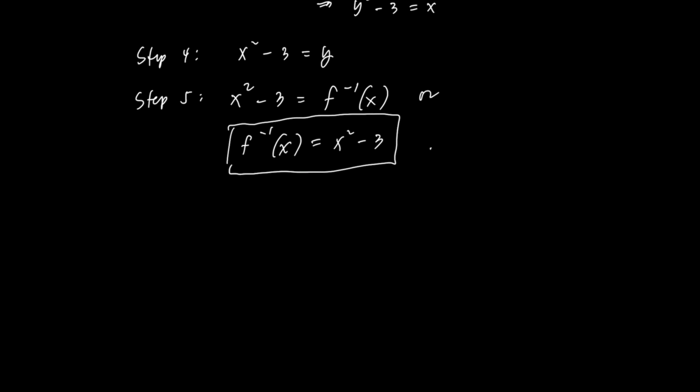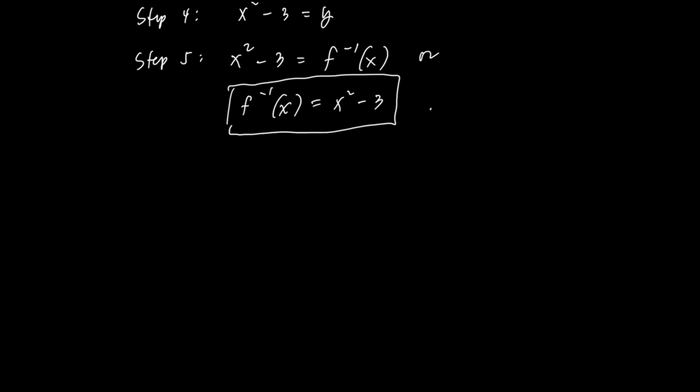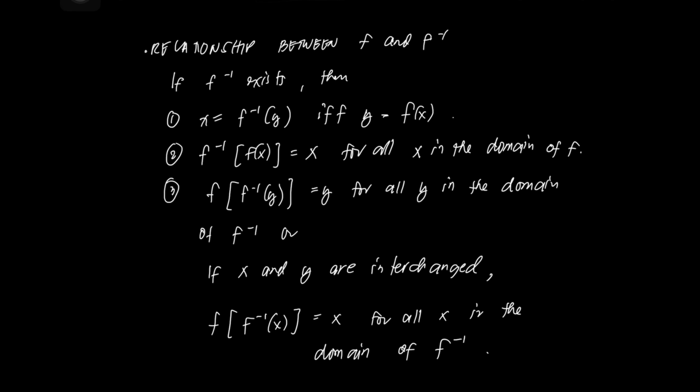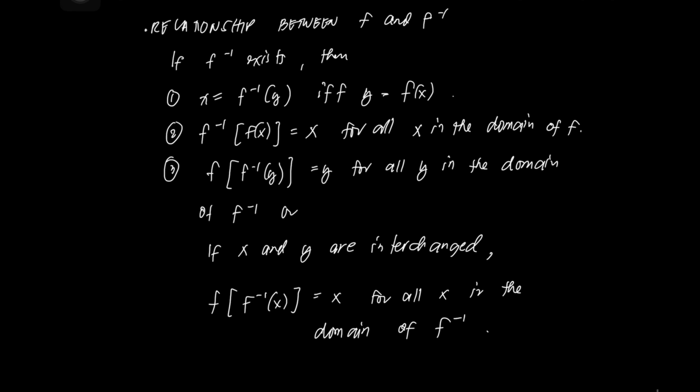Now take note of this relationship between f and its inverse. If the inverse function exists, then x is equal to the inverse of y if and only if y is equal to f of x. Then the inverse of f of x is just equal to x.